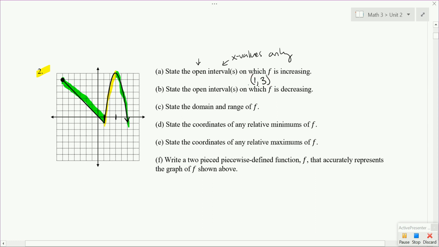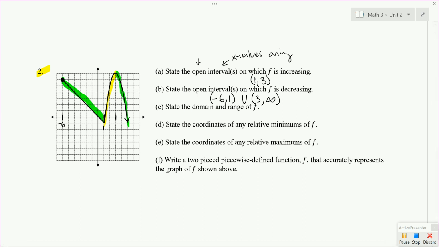For the open intervals on which f is decreasing, the first one is looking at the x values -1, 2, 3, 4, 5, 6, and starting at -6, ending at 1. That's our first interval. The second interval starts at 3 and keeps going. That arrow means it keeps moving down and to the right, so to infinity.